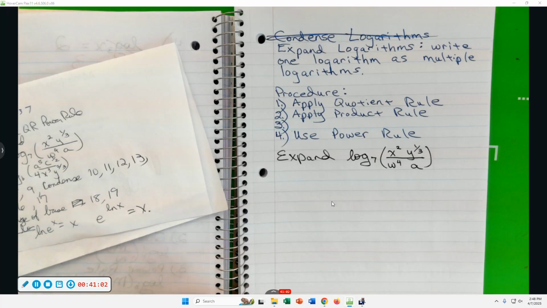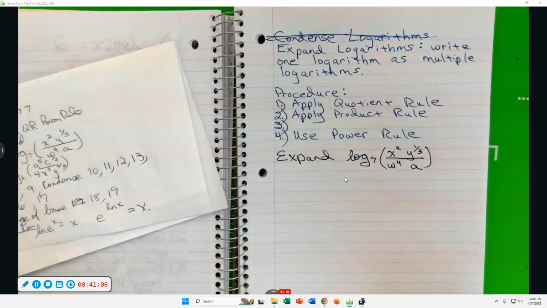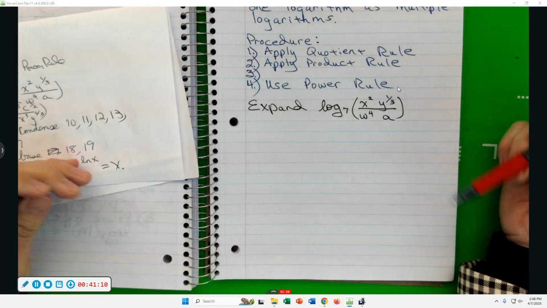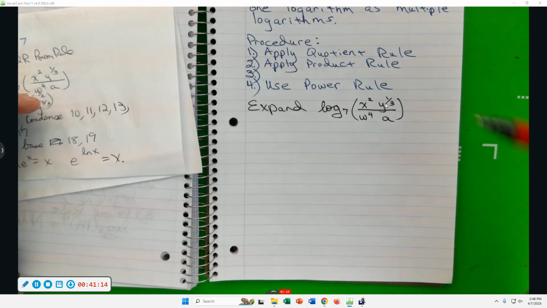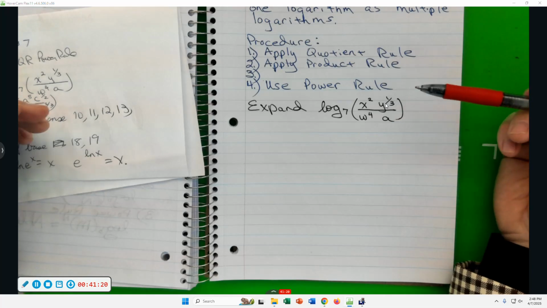Got red ink to be underlining. I guess so. Yeah. All right. We're going to try to notice how this is a big argument here. We're going to try to rewrite this with a lot of exponents and real small arguments. The argument's the thing after the logarithm.